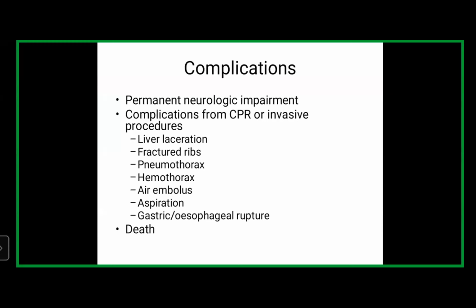And these are complications: permanent neurologic impairment, which usually results from lack of perfusion and oxygenation to the brain and the neurons generally. They are very sensitive to no oxygen, to hypoxia. And other complications from CPR or invasive procedures in attempts to reverse reversible causes, and then unfortunately death.